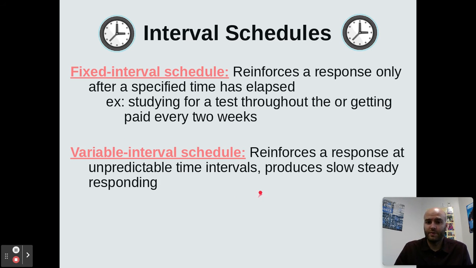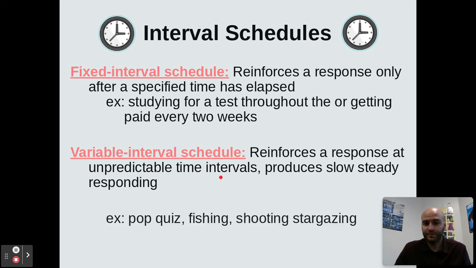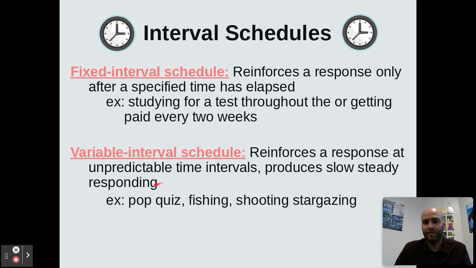Variable interval reinforces a response at unpredictable times. This produces slow, steady responding because you're thinking, all right, when am I going to be reinforced? I don't know. I better keep working at this steady pace. An example, if you have a pop quiz, you don't know when that quiz is coming. So you're studying slowly throughout the unit, just knowing that at some point you might experience a pop quiz, right? And then you'll be reinforced for that studying.